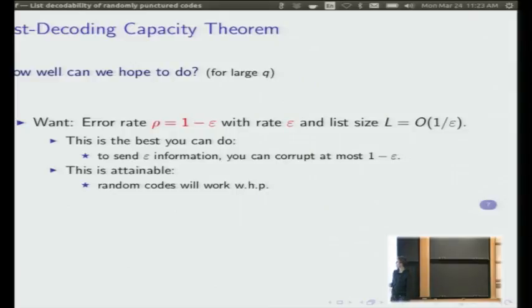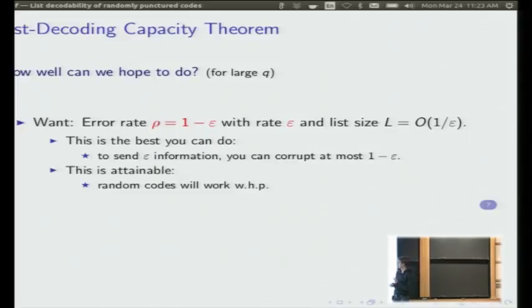And so the parameter regime that I'm going to be interested in for the rest of the talk is the one where the error rate is 1 minus epsilon. So think of the alphabet size as being very large, so it's over F_q, q is really big. And I want error rate that approaches 1, so nearly all of the symbols could be corrupted. And the parameter regime that I'm going to look for is I want some positive rate, let's say rate epsilon, of the code, with list sizes polynomial in 1 over epsilon.